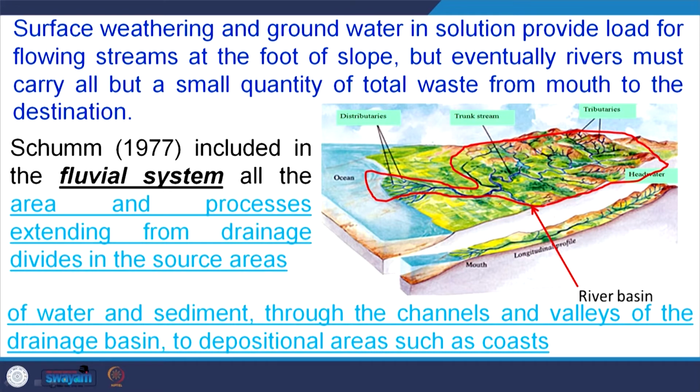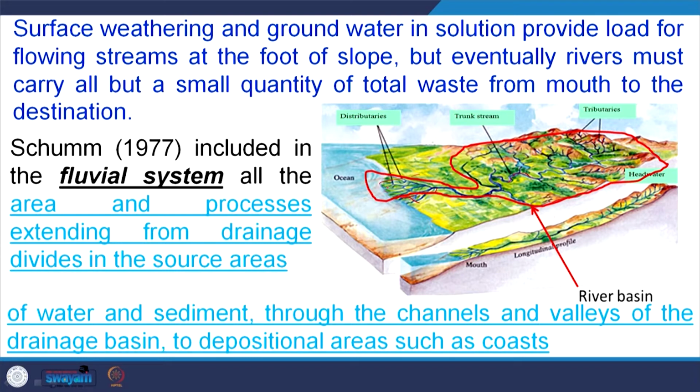It is marked as this red boundary, and these are the tributaries. They collect water and contribute sediment and water to this trunk river. This is the main stream or the trunk stream, and these are the distributaries. So the tributaries, the distributaries and the trunk river system, they are collectively called the river basin.